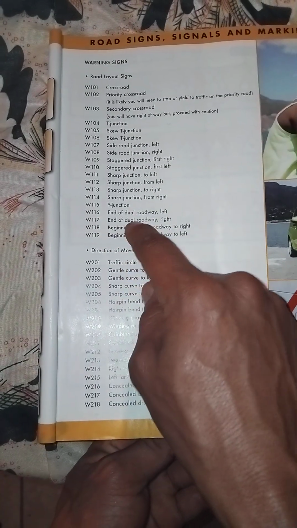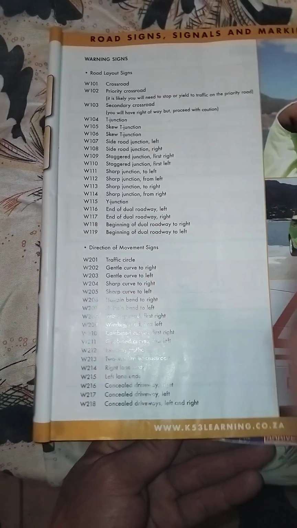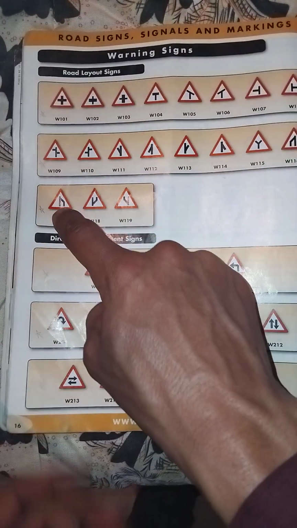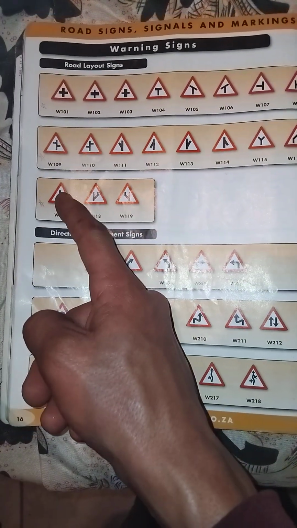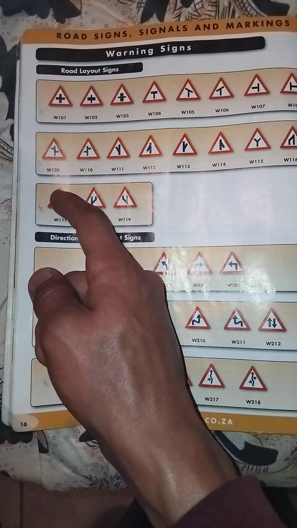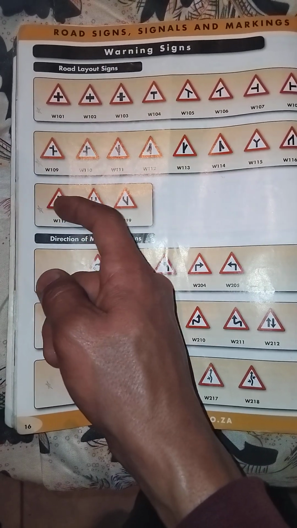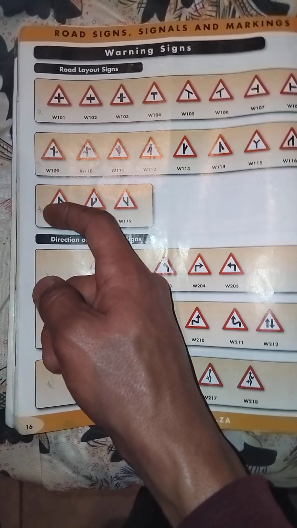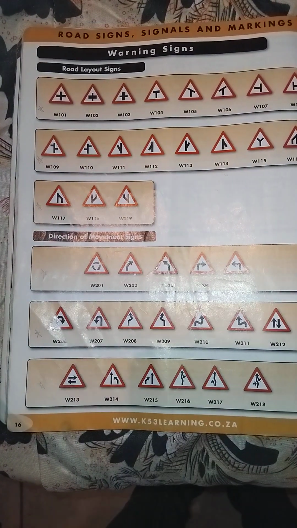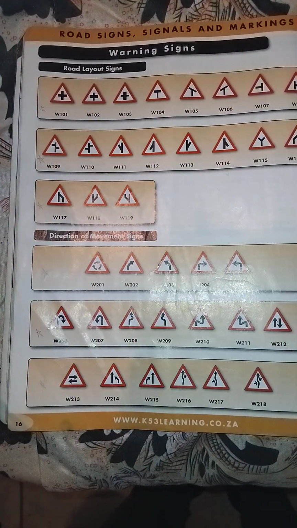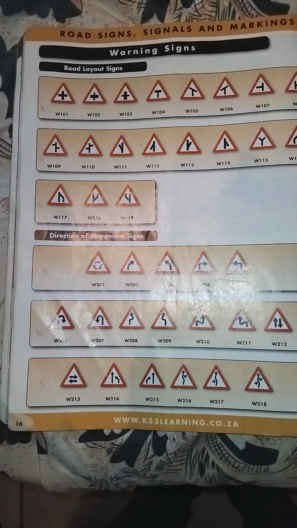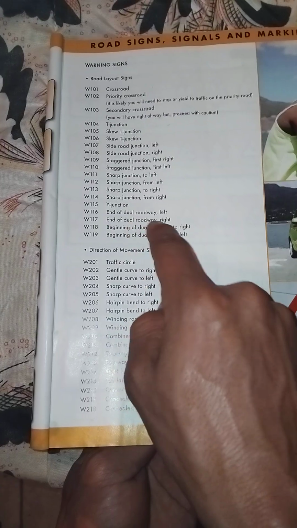And now they say end of dual roadway and the right one is ending, and that's this one. So it's dual lanes and the right one is ending because it's making a junction with the straight road. So it's an end of dual roadway in the right. It's that one, end of dual roadway right.